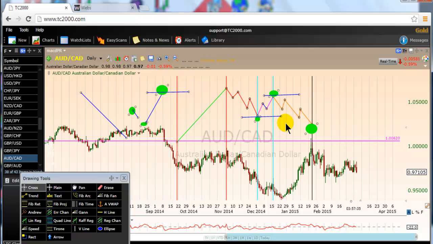So on your signal time frame, draw the channel. On your setup time frame, draw the channel. On your entry time frame, draw the channel. Do not violate the market pattern on any time frame.